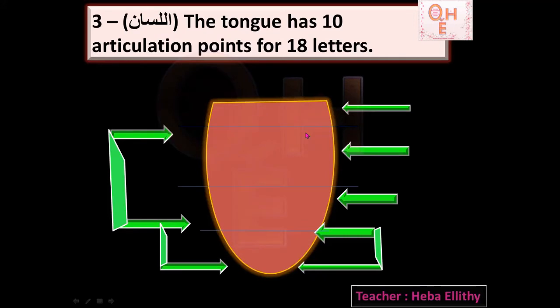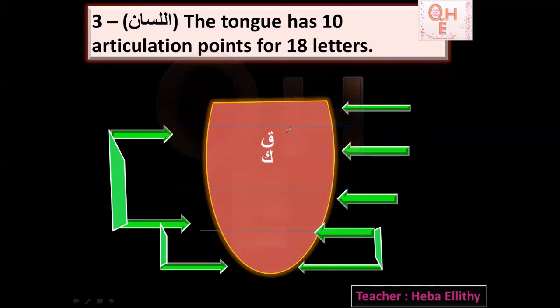From the farthest part of the tongue, we have the letter qaf, our first articulation point. And then we have the letter kaf as our second articulation point. This is number one. This is number two. Now we have two articulation points, two letters.